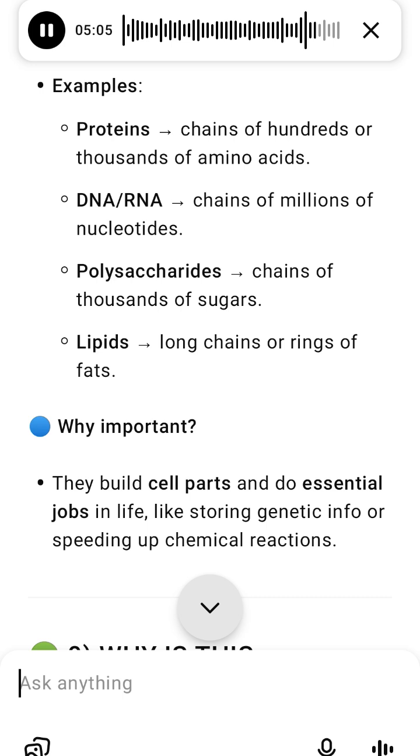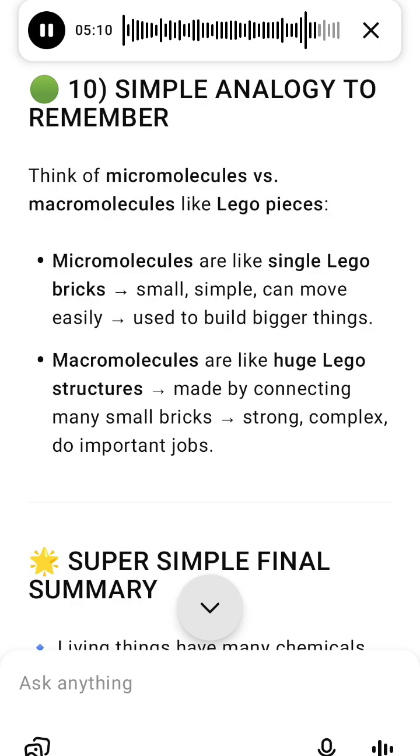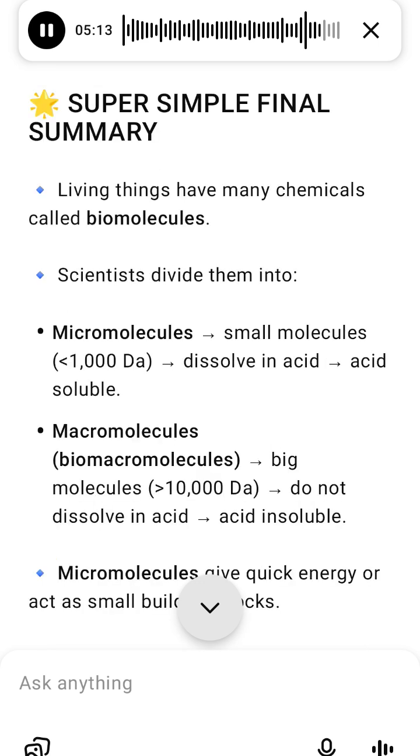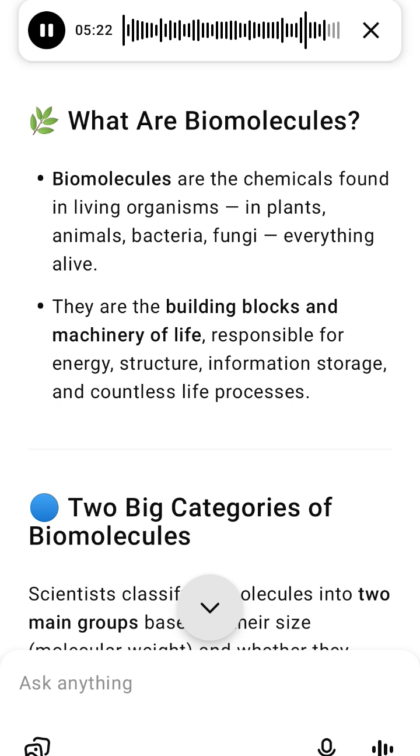2. Macromolecules, biomacromolecules. Definition: large biomolecules with molecular weight typically above 10,000 daltons, often hundreds of thousands or even millions. Where found? Found in the acid-insoluble fraction, meaning they do not dissolve in acid. They remain as solids when tissues are treated with acid. Four major types. 1. Proteins, long chains of amino acids, do most of the work in cells, like enzymes, antibodies, transporters.